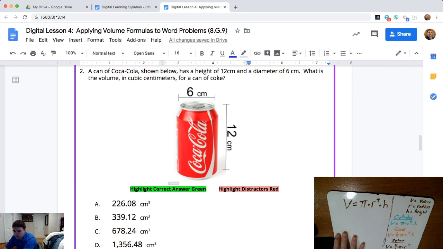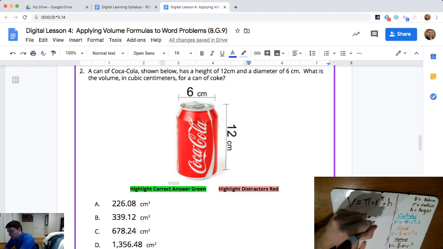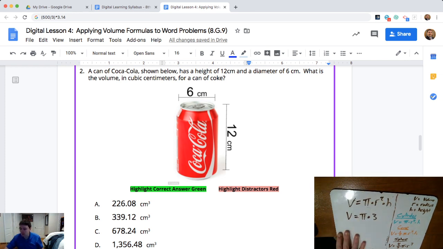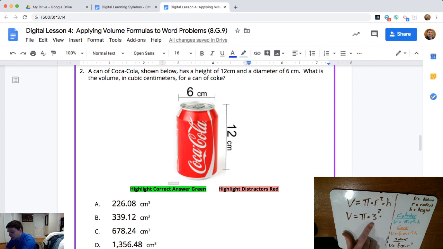And in this case, the radius for this cylinder, radius and diameter are related to each other. The radius is actually not going to be 6. The radius is going to be 3, because the 6 represents the diameter, and half of 6, or halfway across the circular base of that can, is going to be 3 centimeters. So 3 is our radius, which is going to be squared, and the height for that can of Coke is the 12 centimeters tall.